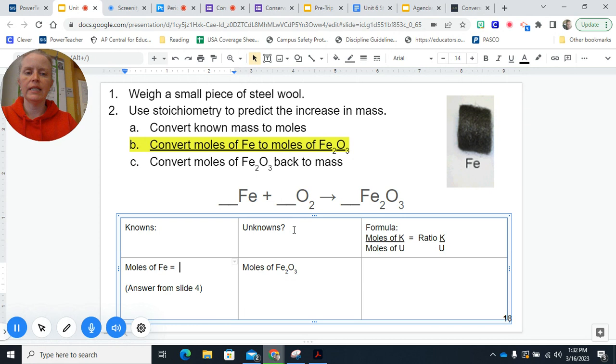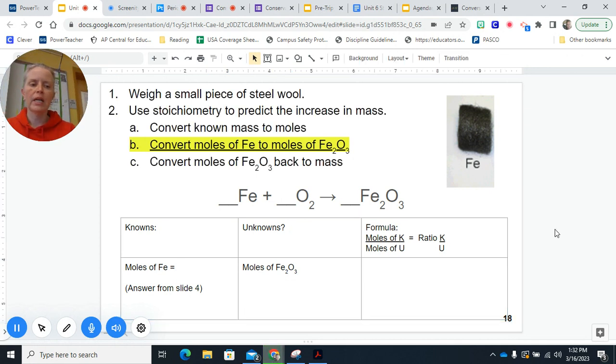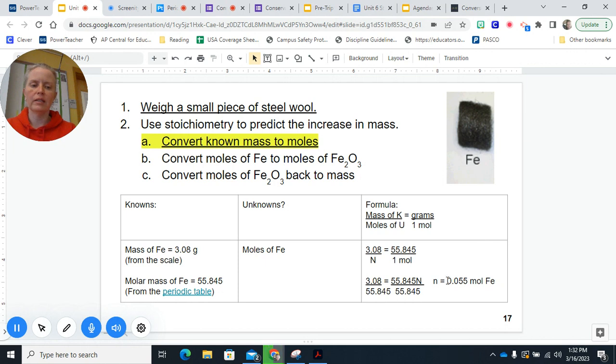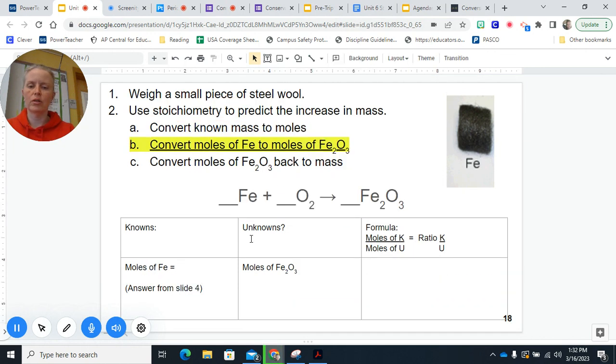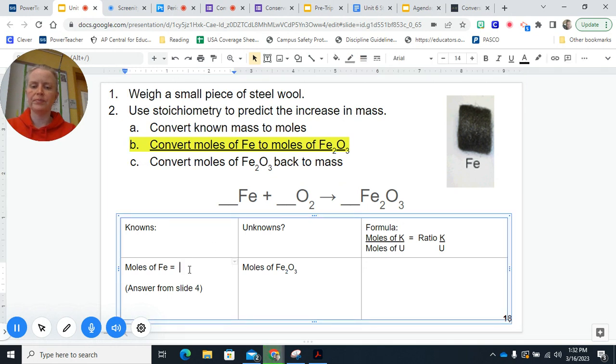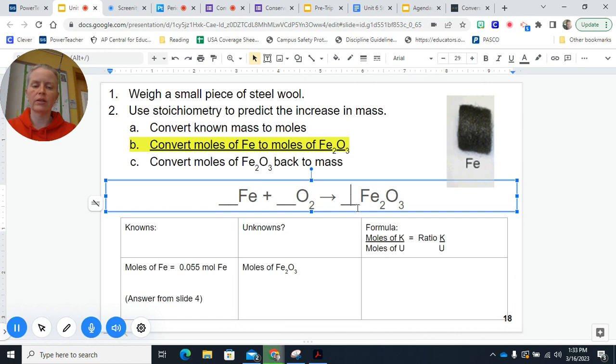So for slides 18 and 19, I'm just going to give an overview, but not all of the answers. If you go back to the previous slide, this number of moles is what you're going to use to start the problem on the next slide. In order to convert moles of iron to moles of iron oxide, we need to know the coefficients that go in front of iron and iron oxide. So make sure your equation is balanced.